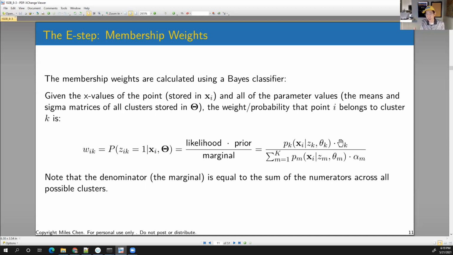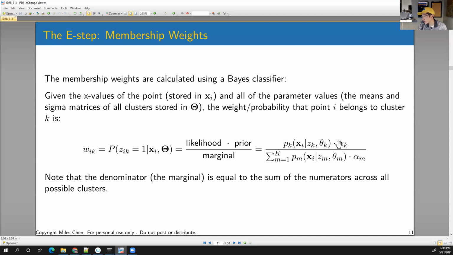And that's going to have the effect of taking the numerators and scaling them such that when you add up the numerators across all possible classes, they're going to add up to 1, right? Okay, and so this part, we're going to get this using the PDF of the normal distribution using the current estimate of the mean and sigma matrix.